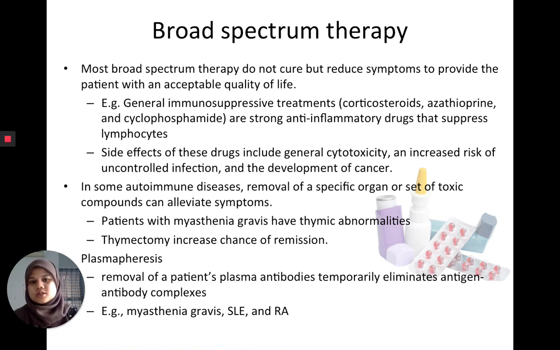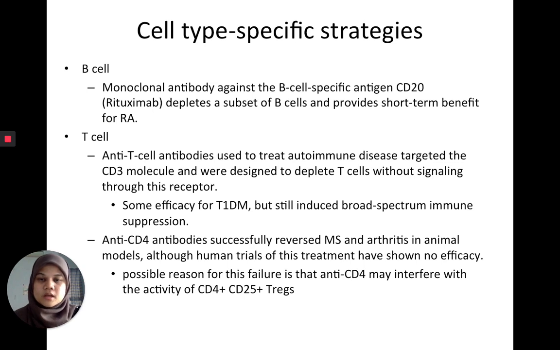In some diseases, there's also a need to even remove the organ or the toxic compounds that can alleviate the symptoms. For example, plasmapheresis to remove the antibodies to eliminate the antigen-antibody complexes. And then you've got cell type specific strategies. For example, strategies that target the B cells are monoclonal antibodies against CD20, called rituximab, which depletes the B cell subset and provides short-term benefit for rheumatoid arthritis, just to reduce the amount of autoantibodies made.